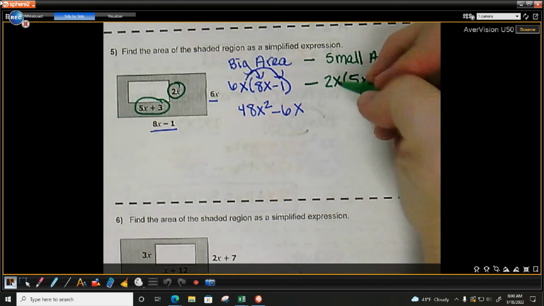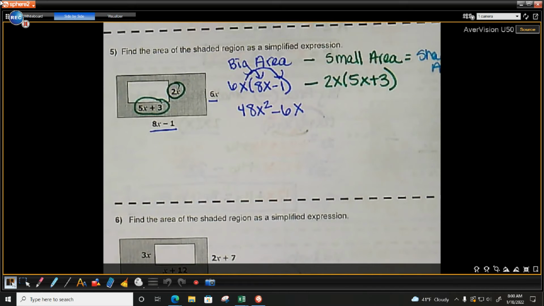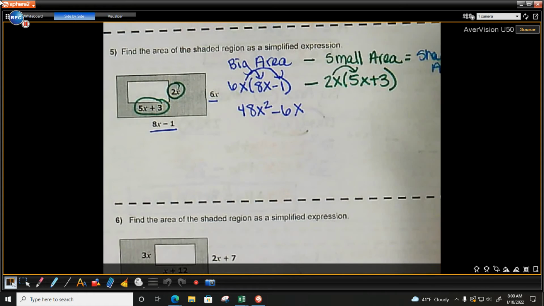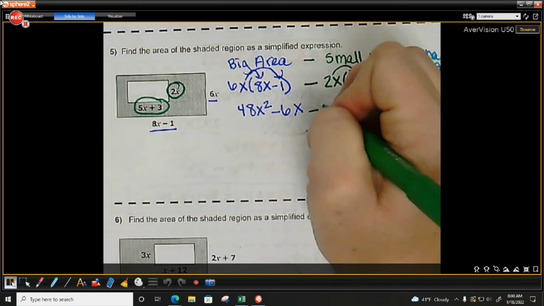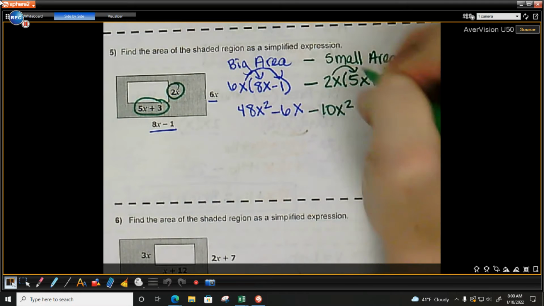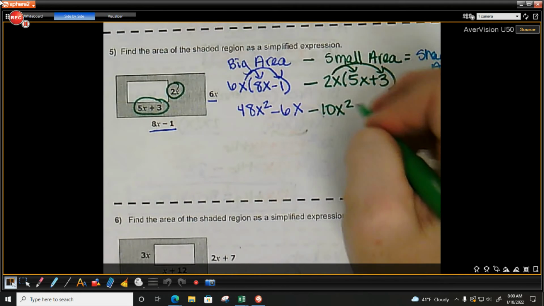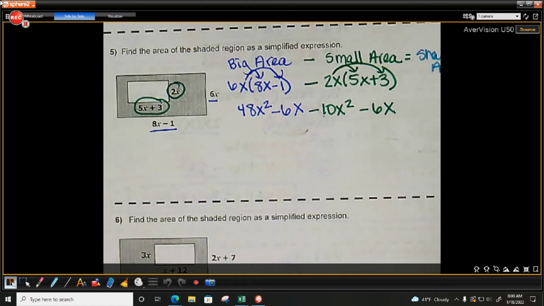Then I'm going to distribute my 2x, but what's in front of the 2x? So I'm not distributing 2x, I'm distributing negative 2x. So what's negative 2x times 5x? Negative 10x squared. And then what's negative 2x times 3? Negative 6x. So I got rid of my parentheses. Now we're ready to combine like terms.